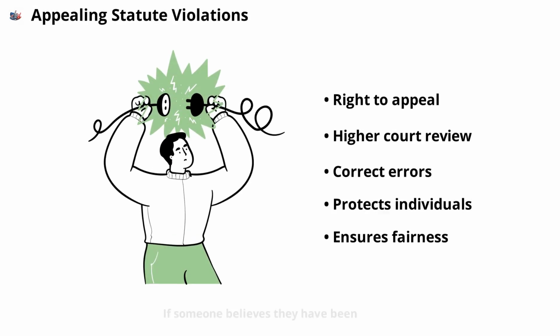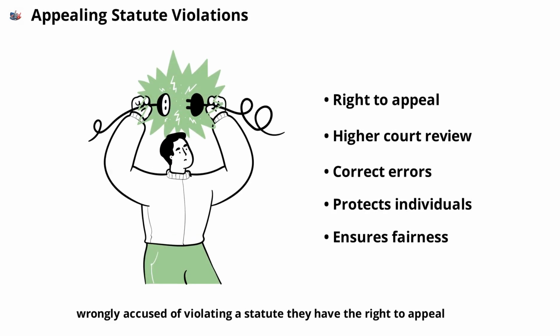If someone believes they have been wrongly accused of violating a statute, they have the right to appeal. The appeals process allows higher courts to review the case and determine if the law was applied correctly. This process helps protect individuals from errors or injustices and ensures that the legal system operates fairly.